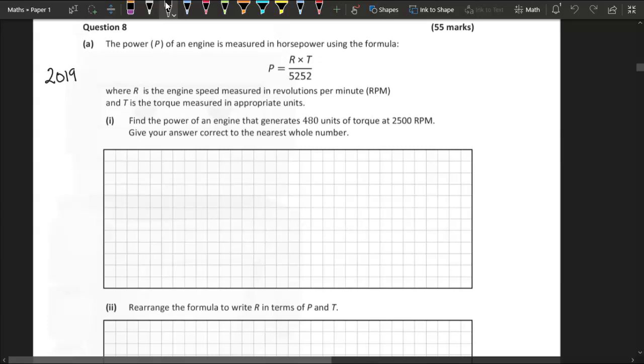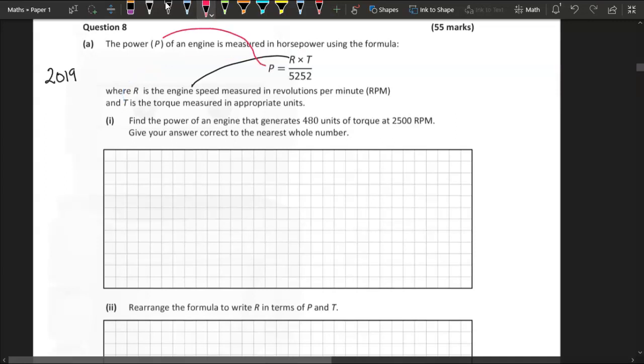So the power P of an engine is measured in horsepower, and it gives this formula. P is equal to R multiplied by T all over 5252. It says R is the engine speed. So this thing here is the engine speed. And again, I would always try to put in some lines to explain which T is the torque. So again, T is your torque there. And then of course, P then is your power.